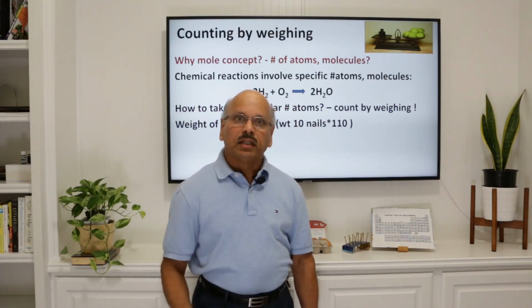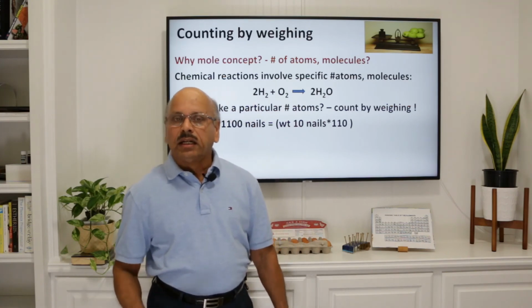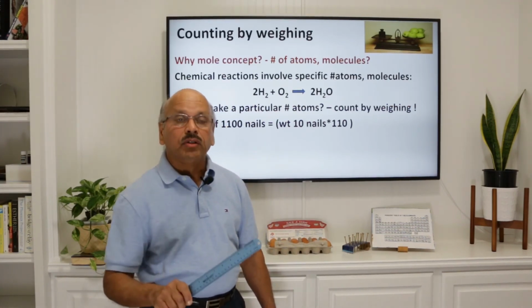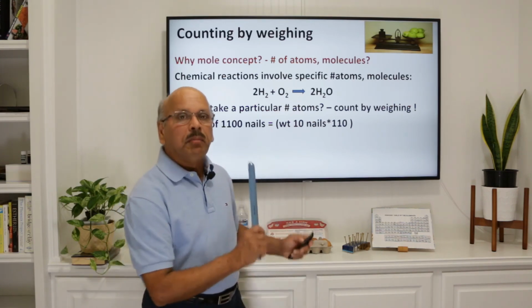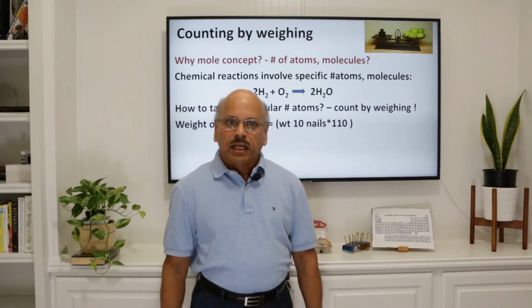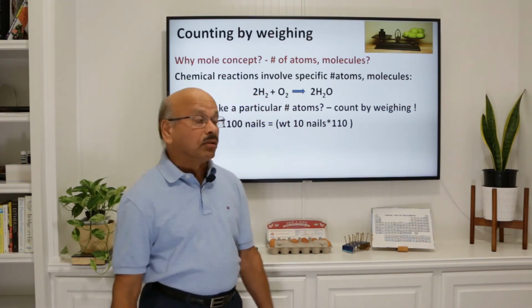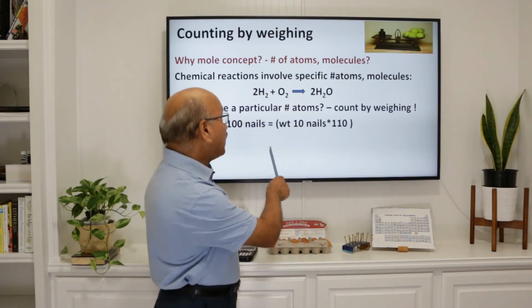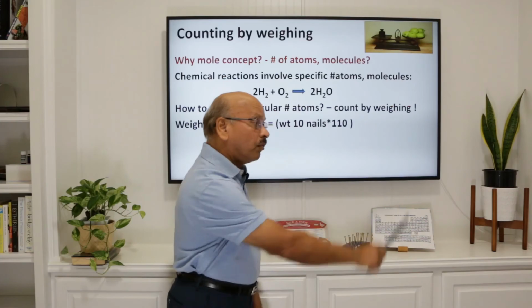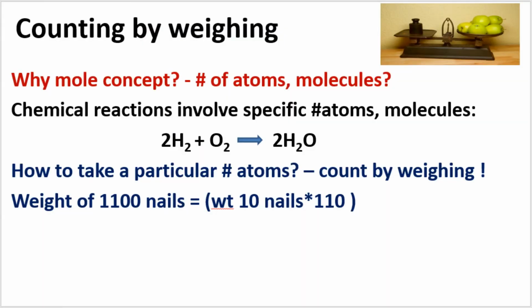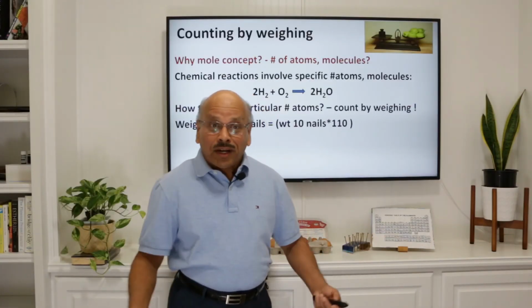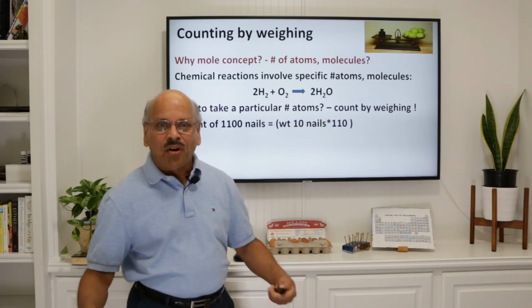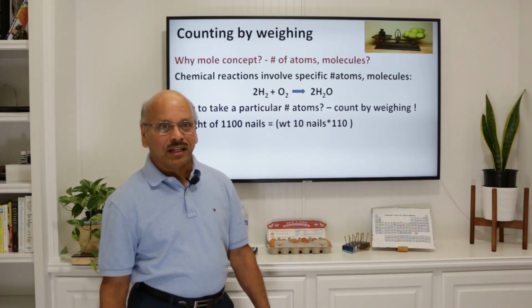He gave you the packet of nails and asked you to count 10 nails for him. So he took the 10 nails, placed them on the balance, found out the mass, and then found the mass of the 1,100 by just multiplying the weight of 10 nails with 110. And he got the total mass, and he weighed out and added a few extra to make sure. And you are happy. So that is how we count by weight.